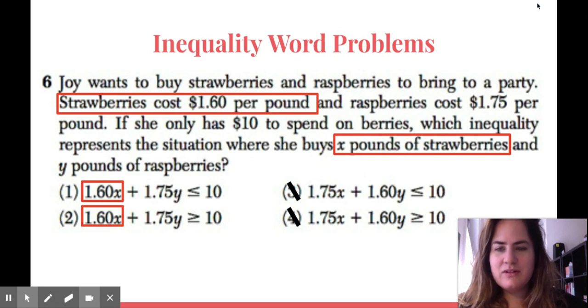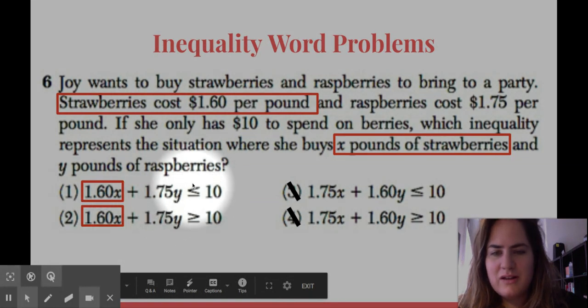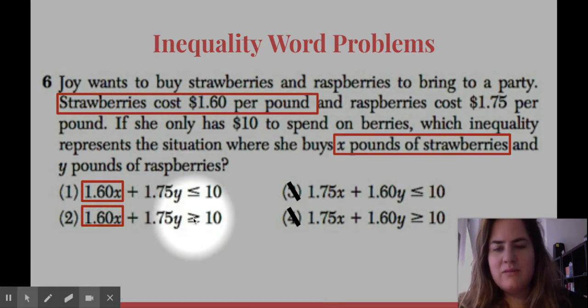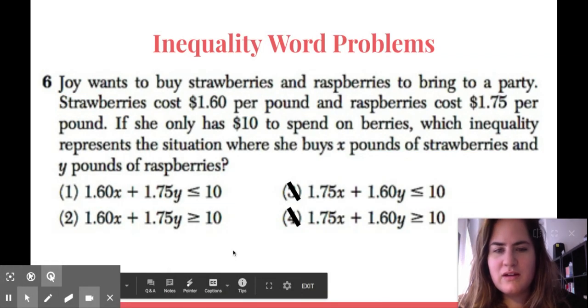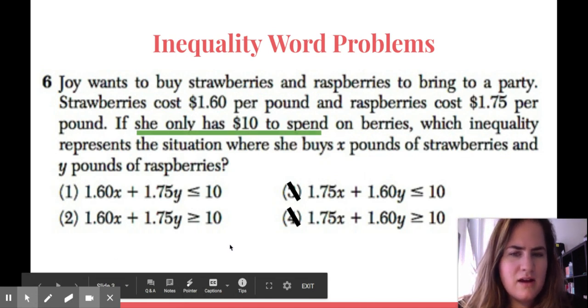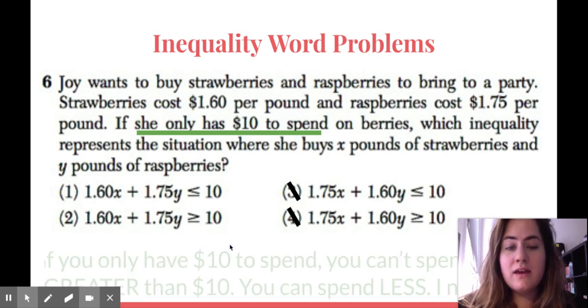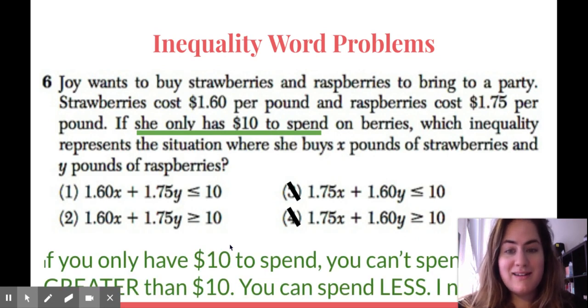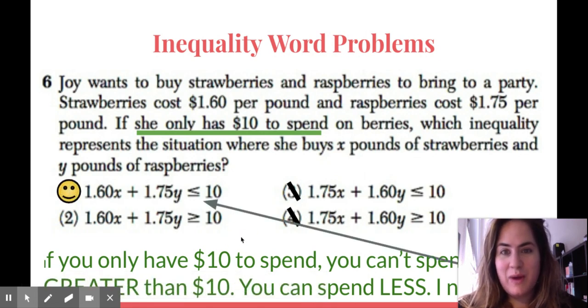So looking at choices 1 and 2, the only differences that I see are those inequality symbols, less than or equal to, or greater than or equal to. So I'm going to look a little closer. It says she only has $10 to spend. So if you only have $10, you can spend exactly 10, or you can spend less than 10. So I'm looking for the choice that has the less than symbol, and that would be choice 1.